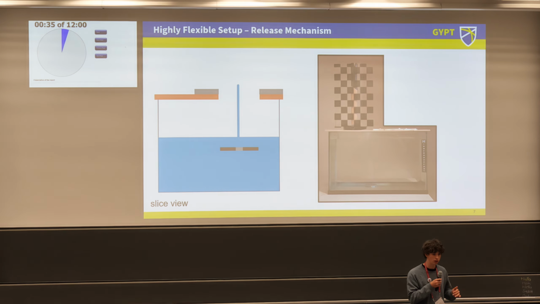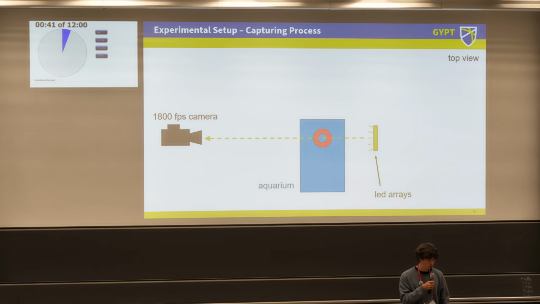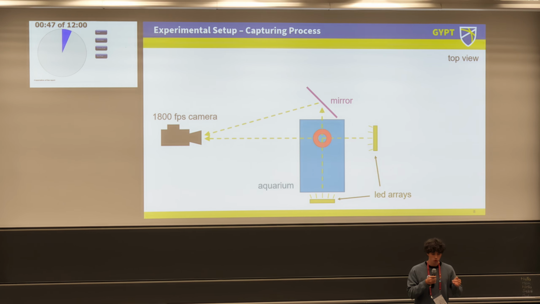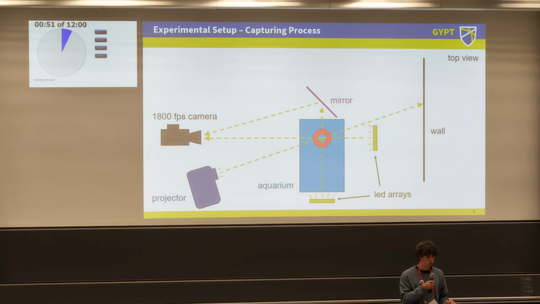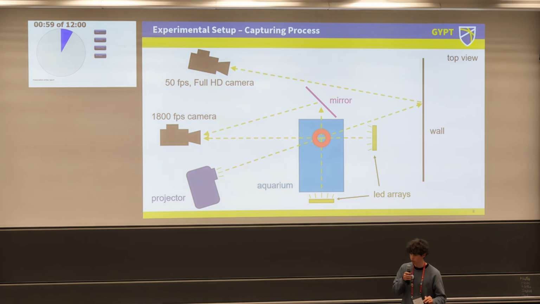Moving on, we then use a calibration with a checkerboard pattern. To obtain a high-speed video, we use a 1800 fps camera placed in front of an LED array, and for a full 3D tracking, place a mirror to get a perpendicular perspective with a second LED array. To extract the height from this, we project the jet onto a wall and can film the shadow using a 50 fps camera.